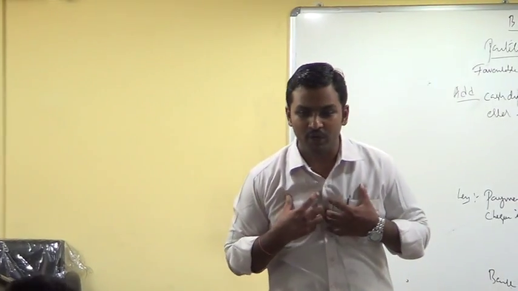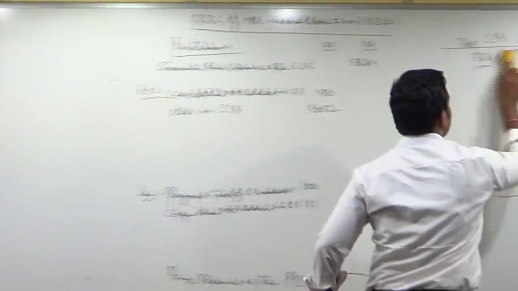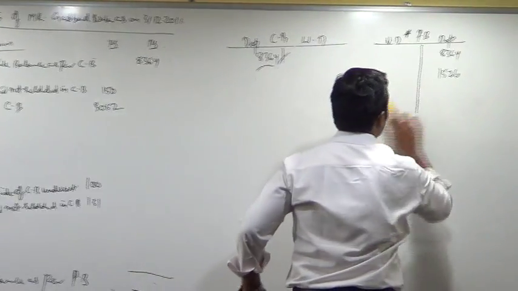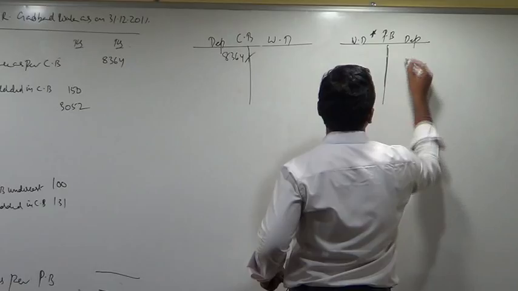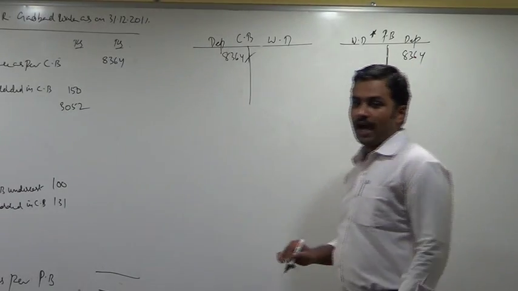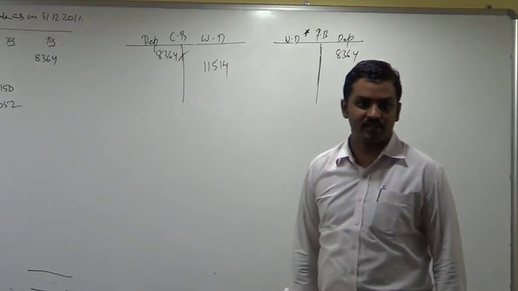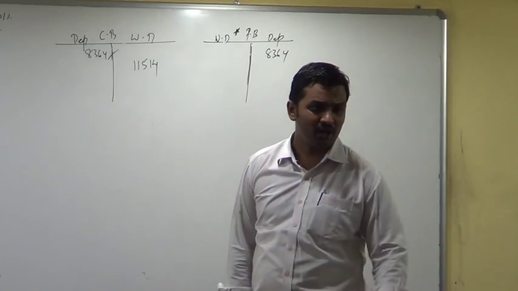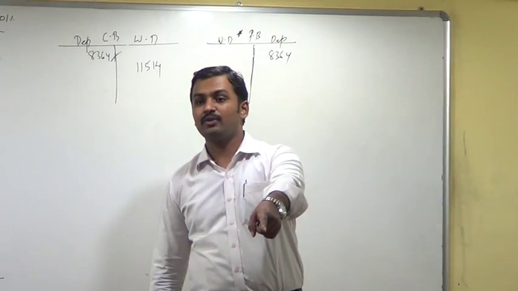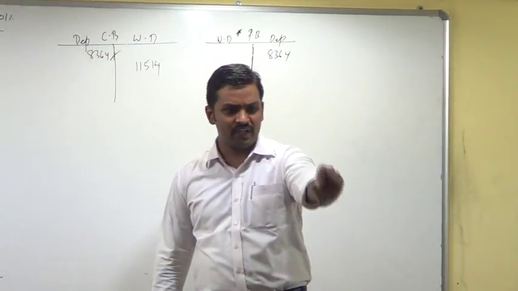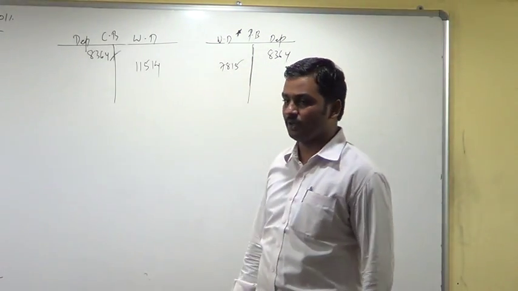As soon as we issue the check, what do we do? We record it as a withdrawal. Look at the board. As soon as we issue a check, we record it as a withdrawal. 11,514 we have issued checks, so before the BRS date we record it as a withdrawal. But how many checks were encashed before the BRS date? 7,815 rupees worth of checks only. So we have encashed only checks worth 7,815 in the passbook.